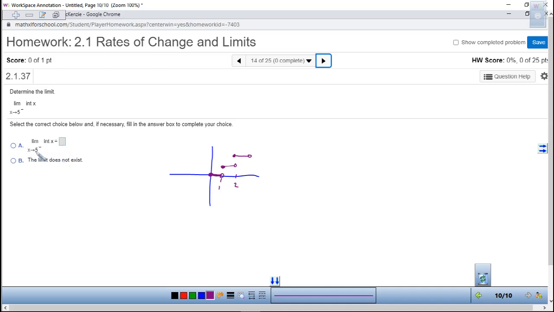So if we're approaching 5 from the left side, we're going to have values like 4.5, 4.75, 4.9, 4.999999999. But what's not going to happen? It's never actually going to get to 5. So when we take the greatest integer of a number that's almost 5, but it's not there yet, the greatest integer is going to round that down to a value of 4. So that's your answer right there.